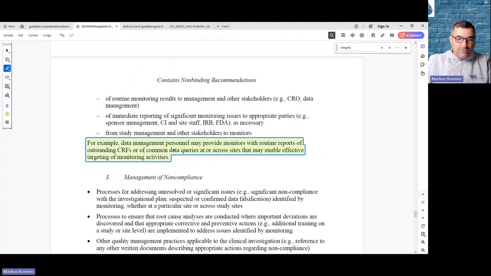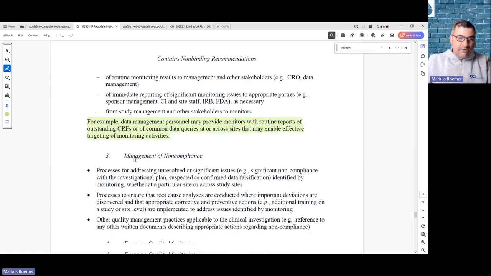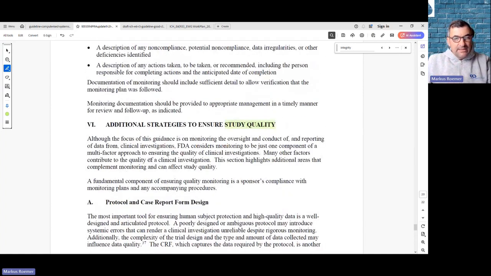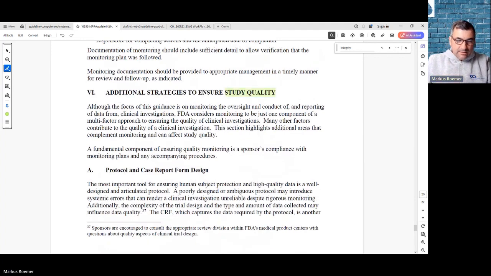For example, data management personnel may provide monitors with routine reports of outstanding CRFs or of common data queries at or across sites that may enable effective targeting of monitoring activities. Yes, but then the system must be able to provide it, and you must define who will do it, how it will be done, and when it will be done. And okay, so this is quite very good to ensure study integrity.